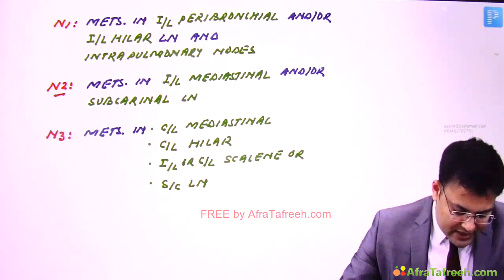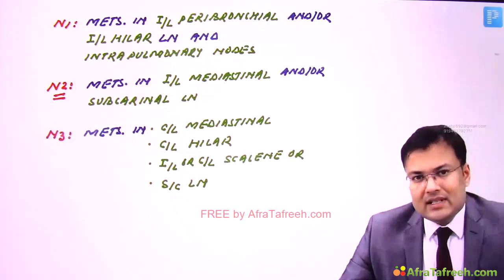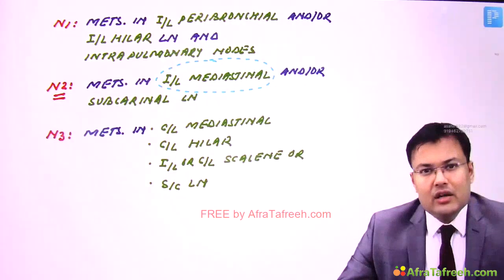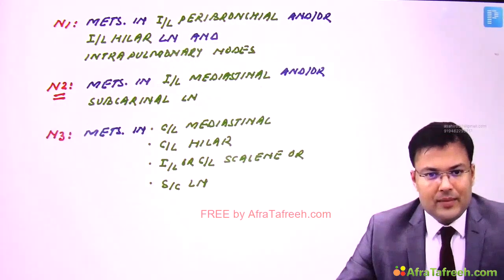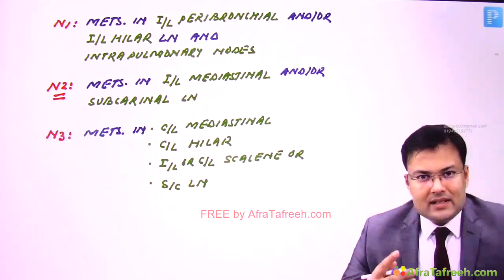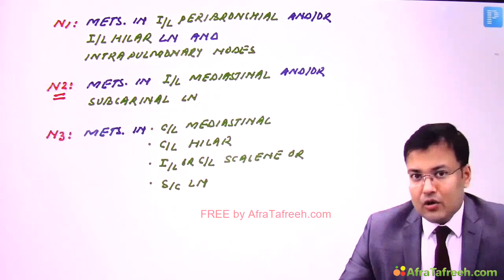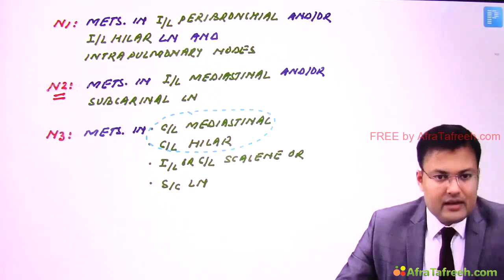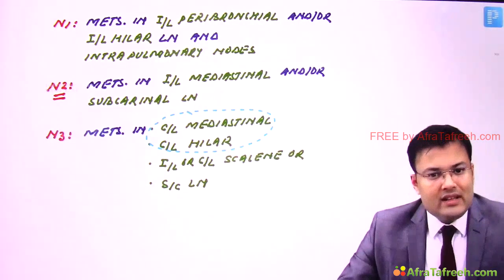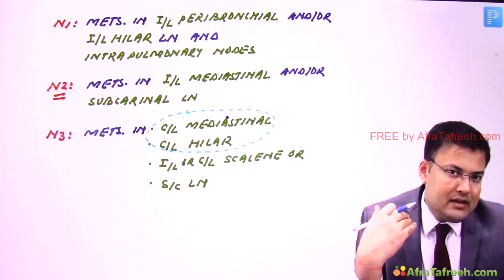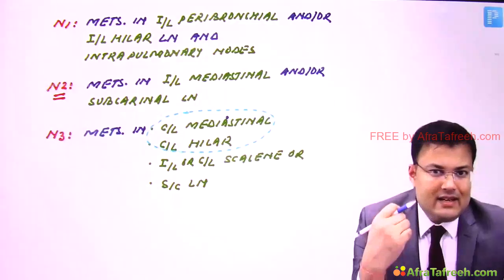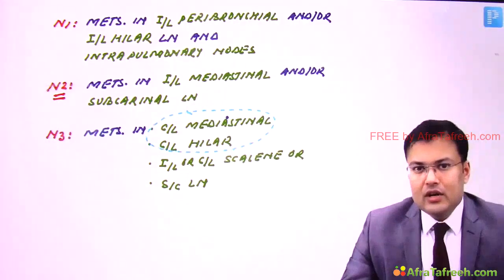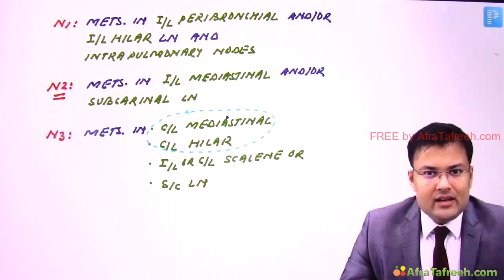And what is included in N2? There is metastasis in ipsilateral mediastinal and or subcarinal lymph node. Okay, and if there is metastasis in contralateral mediastinal or contralateral hilar lymph node, it is included in N3. What else is included in N3? If there is ipsilateral or contralateral scalene lymph node involvement or supraclavicular lymph node involvement. Clear? So all these are included in N3.